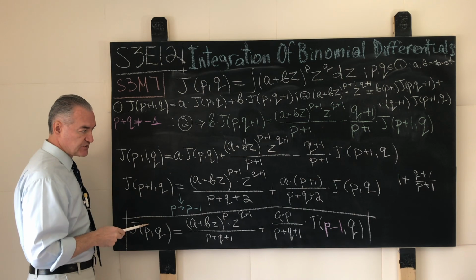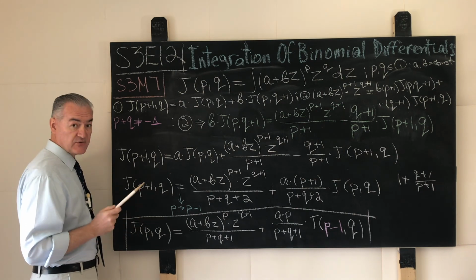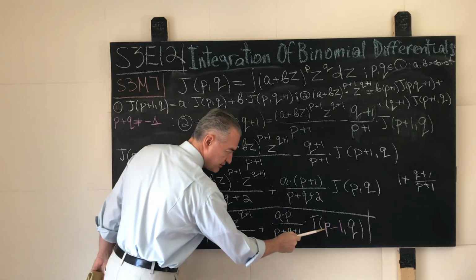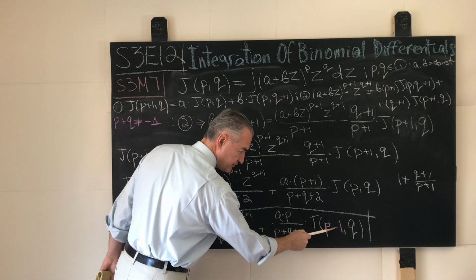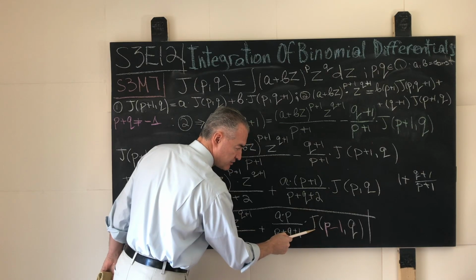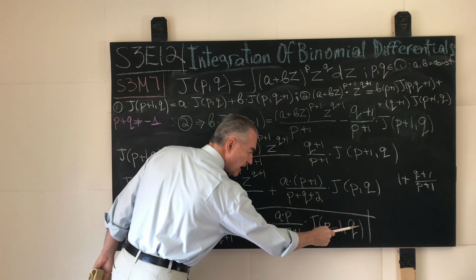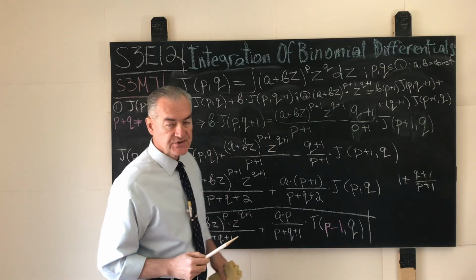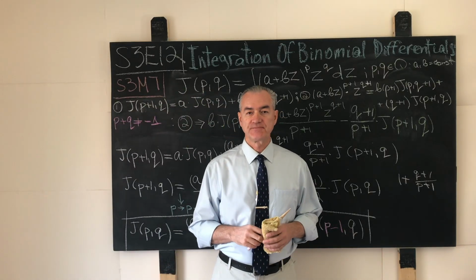Now, if this maneuver is understood, the fourth and final recurrence relation will have similar material over here, but instead of the integral j of p minus 1, q, it will be what? Integral j of p, q minus 1. And how do we do it? Well, we proceed as follows.